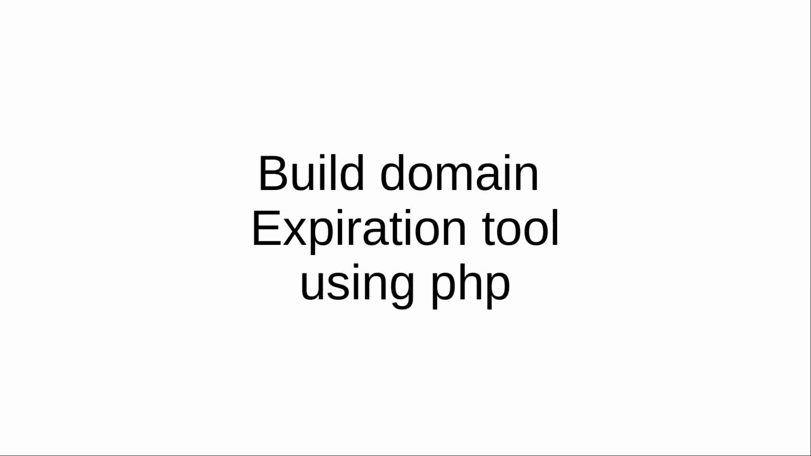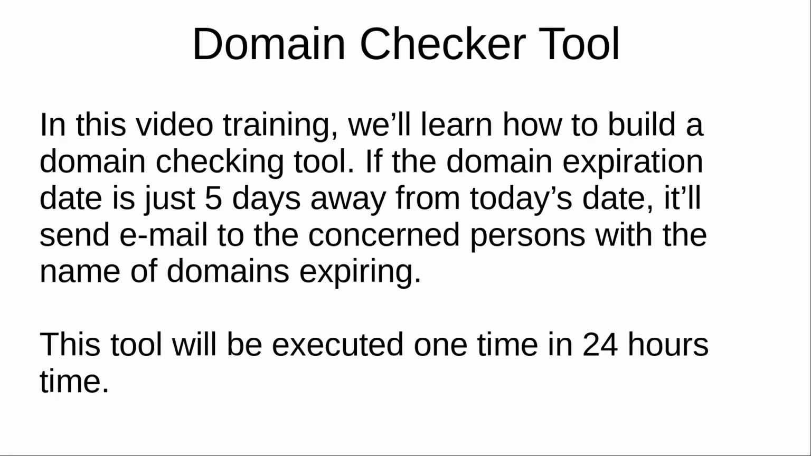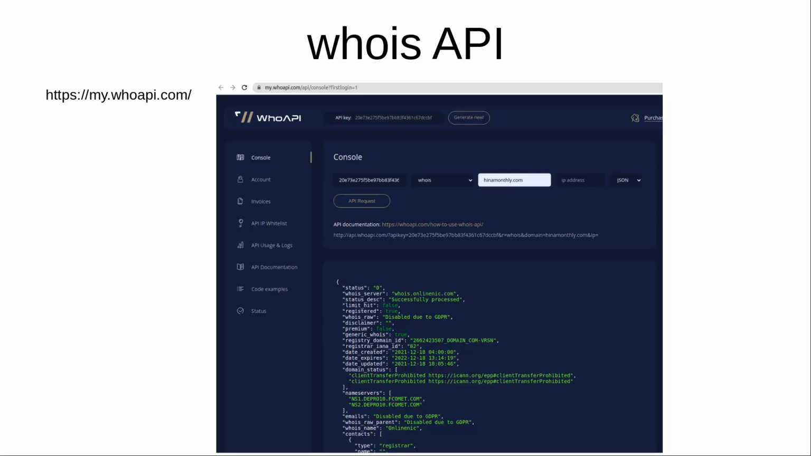In this video training we will be building a domain expiration tool that will check certain domains which you have mentioned and which you are interested in, and check them once in a 24-hour cycle, and send an email to you if any of them is expiring within the next 5 days. So basically, if the domain expiration date is just 5 days away from today's date, it will send an email to the concerned persons with the name of the domains expiring. This tool will be executed one time in 24 hours.